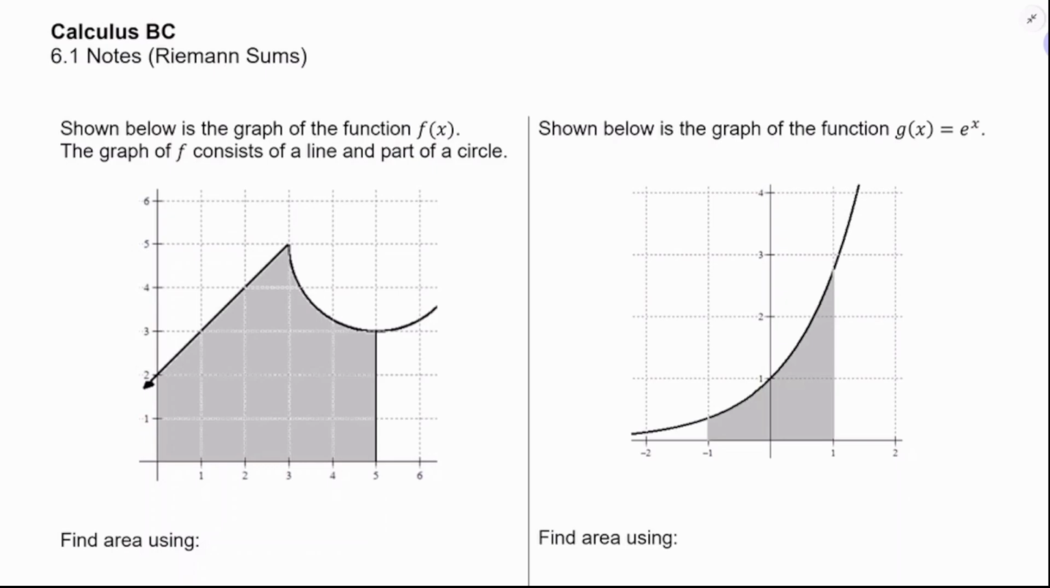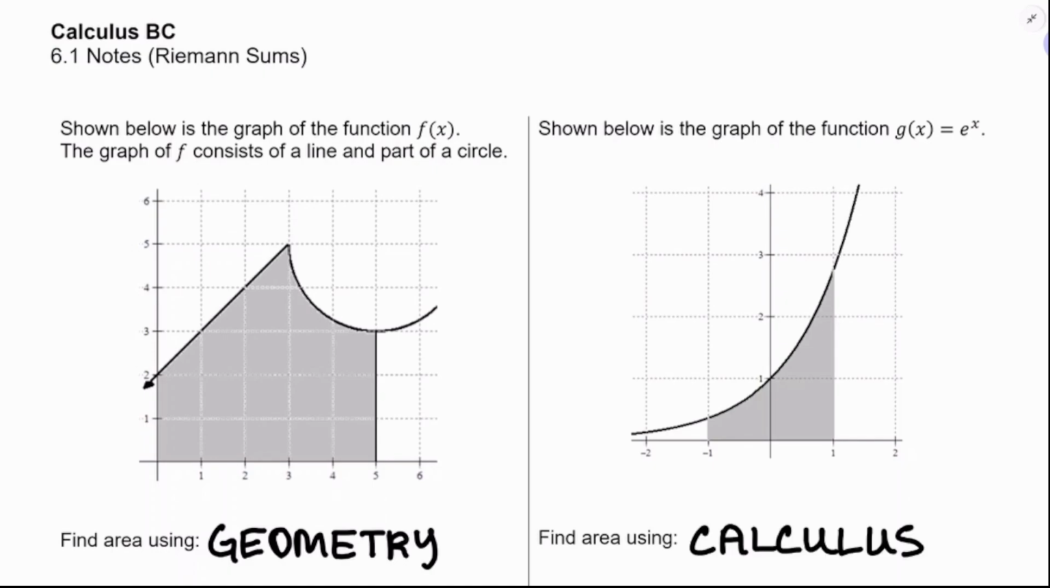It's going to come down to two cases, at least in this video. We're going to have the ones that we can find the area of using geometry formulas, like the one on the left, since the graph is formed of a line and part of a circle. And then we've got the ones on the right, they're curved. We don't have a geometry formula for the area under the graph of an exponential function. So we're going to need to use calculus for that, and that's what I'm going to spend the next few lessons developing with you.